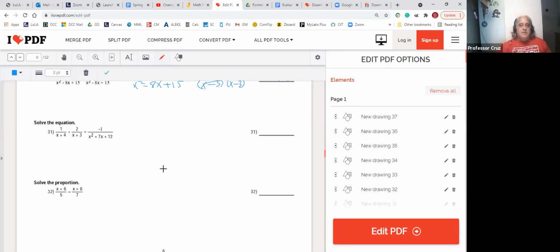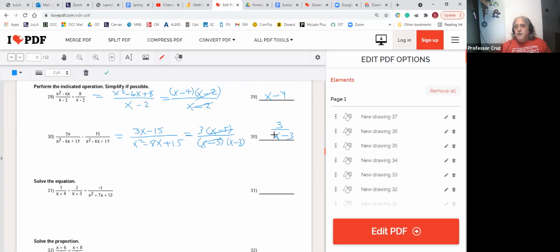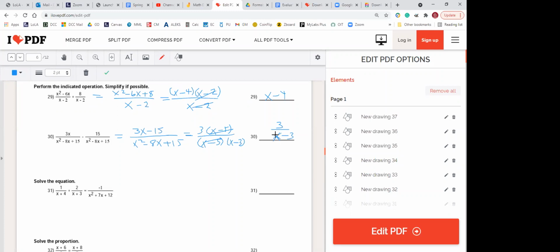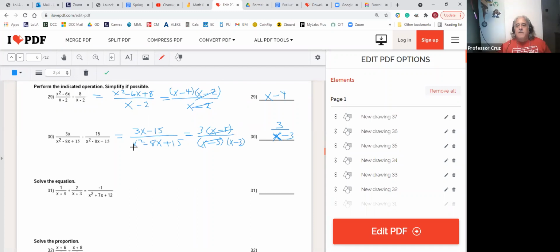What answer did you get for the last one? You scrolled up. I didn't see it. 3 over x minus 3. Okay. Does that look right? Yeah. 3 times x minus 5. And then I use the negative 5 to divide it in 15, so I got minus 3. And minus 5 and negative 3 gives you negative 8. That's what I got. Yeah.